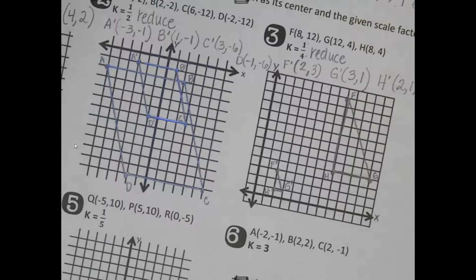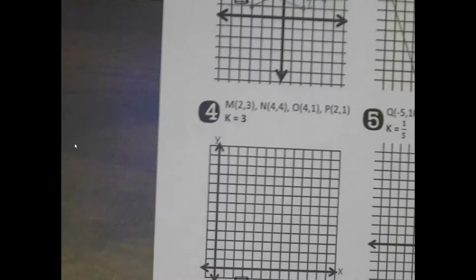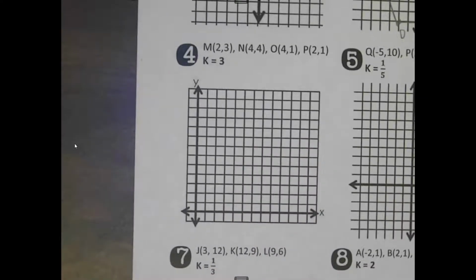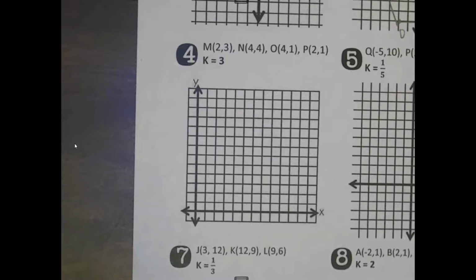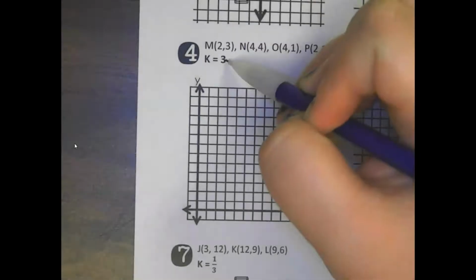Alrighty. Alright, number 4. What I want you to do is go ahead and, you and your partner together, do number 4. Before we begin, let's talk about 3. Is that going to be an enlargement or a reduction?